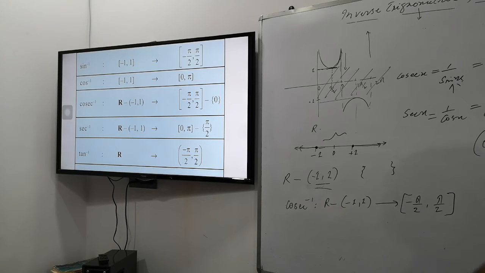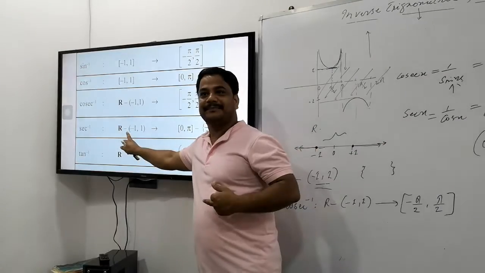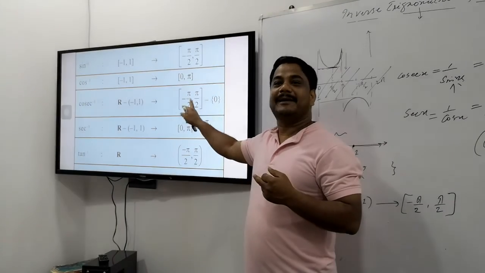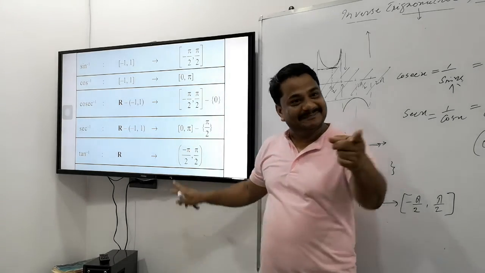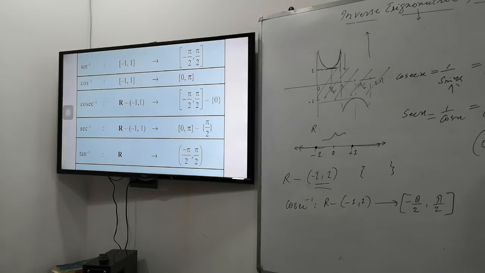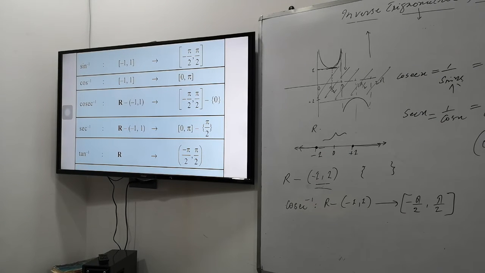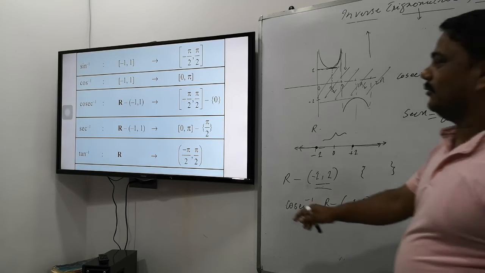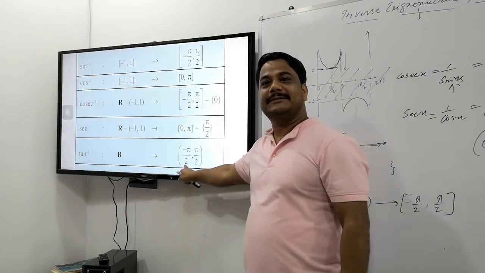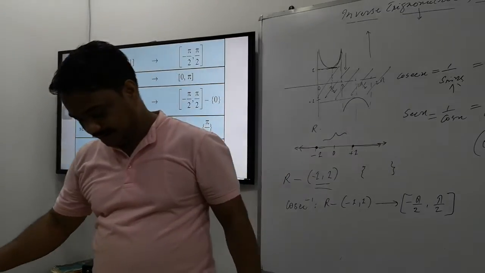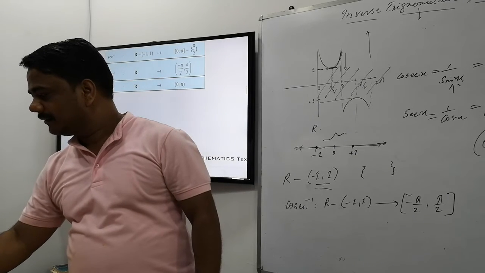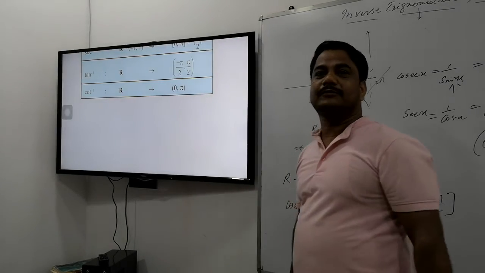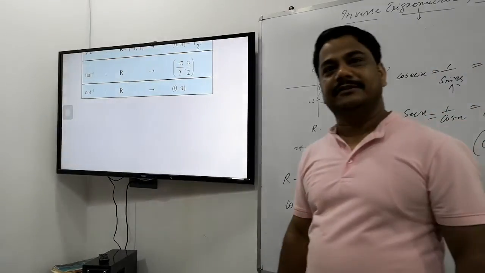Excluding these values, you may see their domain is the same, but the range is different. For cosec inverse: minus pi by 2 to plus pi by 2, excluding 0. For sec inverse: 0 to pi, excluding pi by 2. Is that clear enough? Why? Because sec does not work there, so sec inverse will not give you a value. Tan inverse works for open, from real to minus pi by 2 to plus pi by 2, open. Remember this. Next, cot will also be the same here: real to 0 to pi. Is that clear, guys? Well understood?